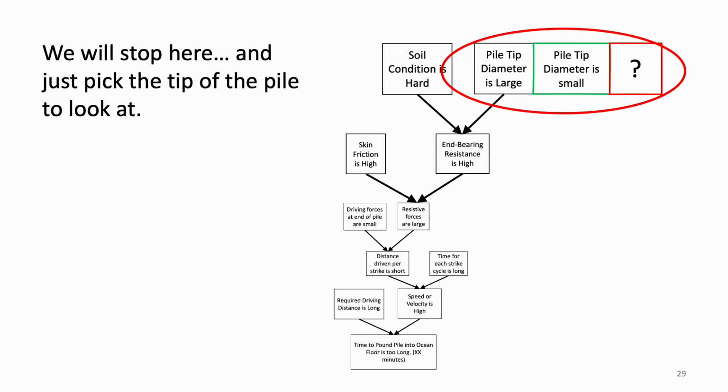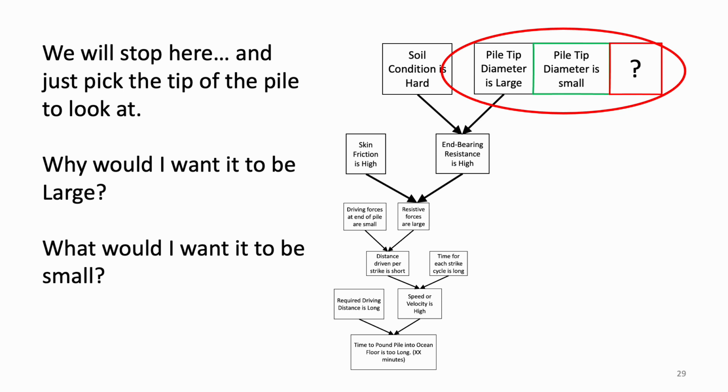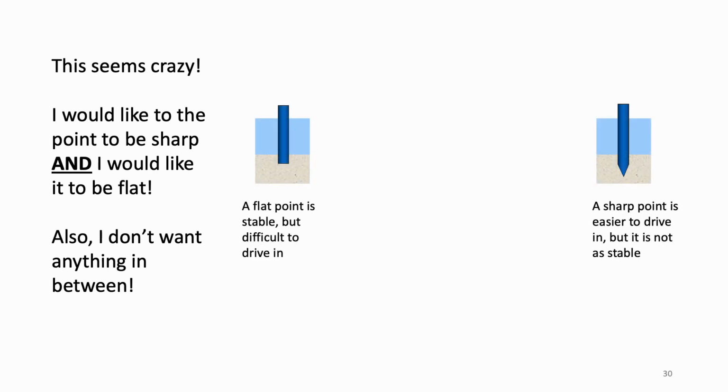So we'll stop right there, pick the tip of the pile to look at. Again, why would you want it to be large? Why would you want it to be small? It seems crazy. I would like the point to be sharp, and I would like it to be flat, and I also don't want anything in between.